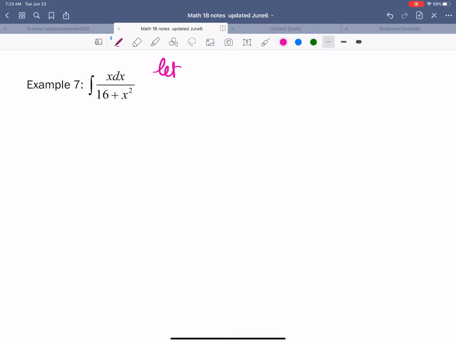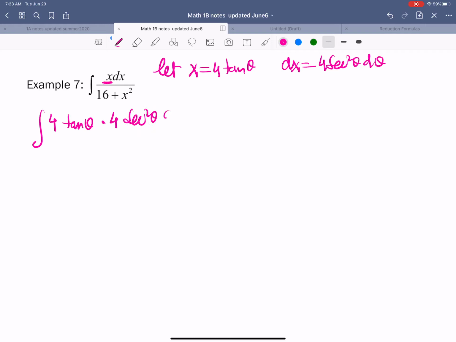So I'm going to let x be 4 tangent theta. dx will be 4 secant squared theta d theta. Okay, so on the top I have 4 tangent theta because of the x, and dx is 4 secant squared theta d theta. And in the denominator I have 16 plus 16 tangent squared theta.